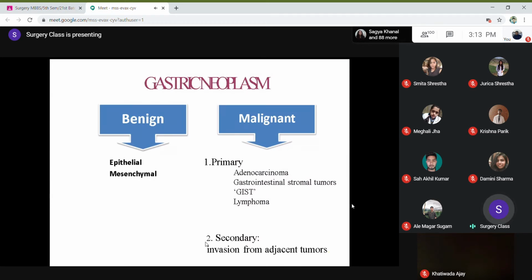So after a short introduction about the anatomy, we see about the gastric neoplasm. When you call it a neoplasm, it could be benign or malignant. But when you talk about carcinoma, it is always malignant. So whenever you talk about gastric neoplasm, it is benign, that is epithelial or mesenchymal origin, or malignant. That could be an adenocarcinoma, gastrointestinal stromal tumors, lymphomas, or secondary from invasion from adjacent tumors.